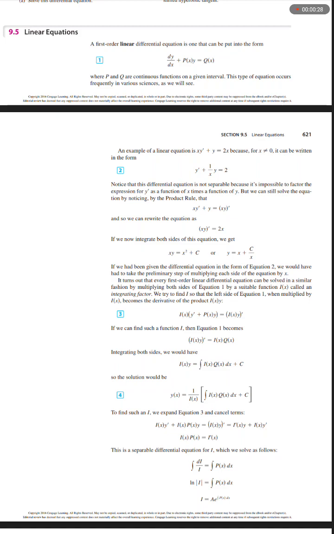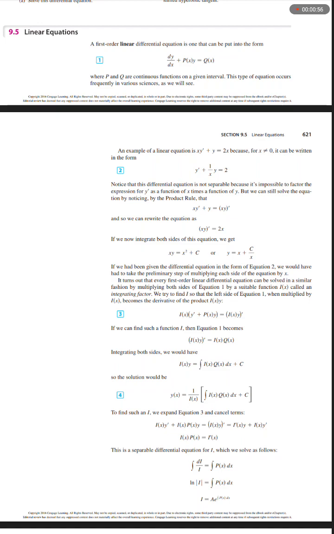An example of a linear equation is x y prime plus y equals 2x, because for x not equal to 0, it can be written in the form, equation 2, y prime plus 1 over x times y equals 2. Notice that this differential equation is not separable because it's impossible to factor the expression for y prime as a function of x times a function of y.